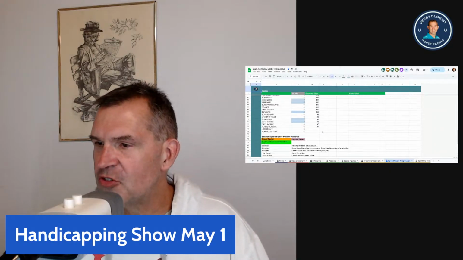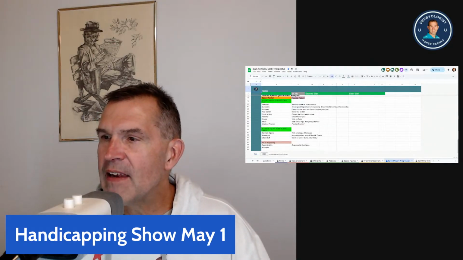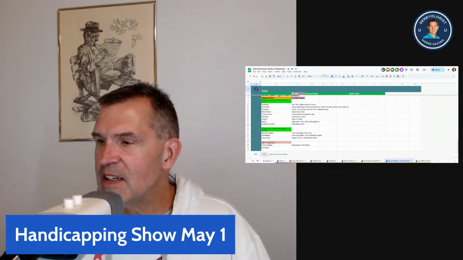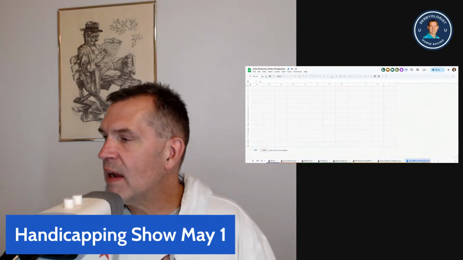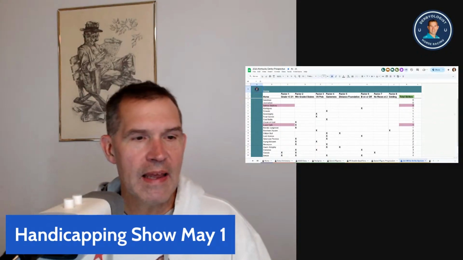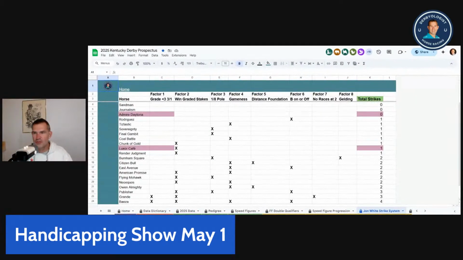So this is the speed figure progression sheet. Then I have my analysis, possible pattern. This is just how I read the sheet. Then I have the John White strike system. Again, the goal is not to have 0 strikes. The goal is to have 0, 1, or 2 strikes, but it's got about an 80% strike factor since 1973 if you have 2 or less strikes. And horses with a lower amount of strikes have ran in the top 4 more often.